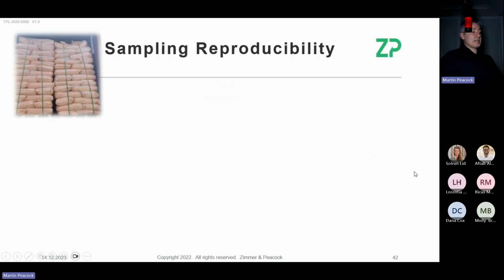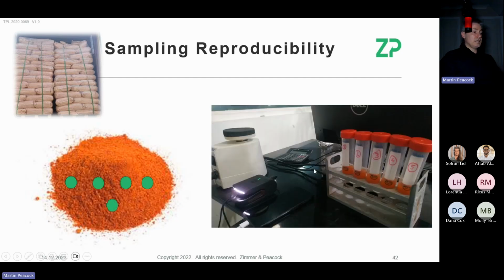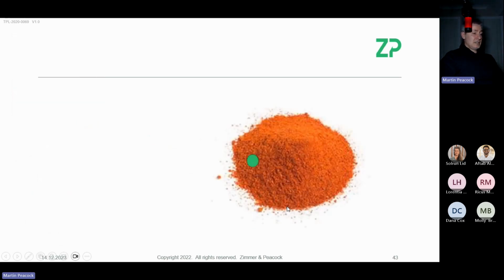So, a quick case study that we had with a client. They wanted to know what the hotness of the incoming material was. In this case, again, it's chili powder, which is a hard one. So they sampled it 5 times: sample 1, sample 2, sample 3, sample 4, and sample 5. They took 5 samples, made 5 solutions, and tested them on the FoodSense. And these are the results that they got: 1, 2, 3, 4, 5.